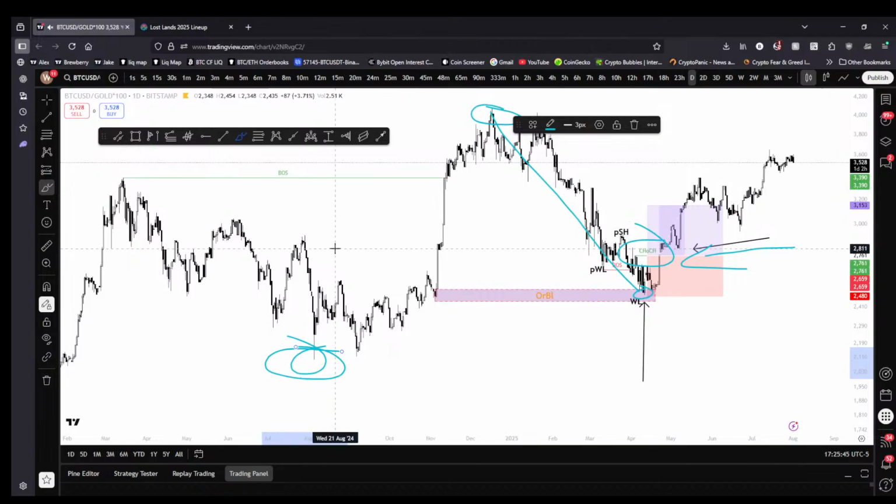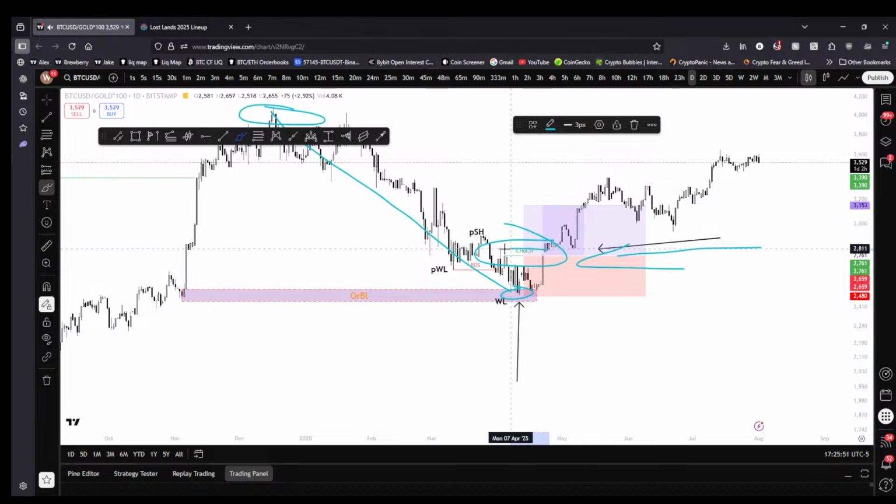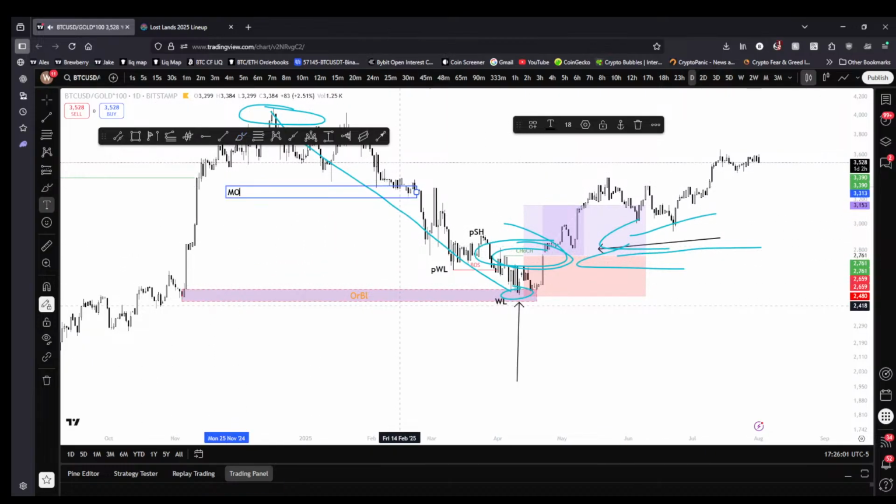So if we're using our 3 time frames, we can say the monthly's in an uptrend, the weekly's in an uptrend, the daily's in a downtrend. This is that location where the daily structure flips bullish again, aligning with your weekly and your monthly structure. So this area is when the monthly is bullish, the weekly is bullish, and the daily switches to bullish.